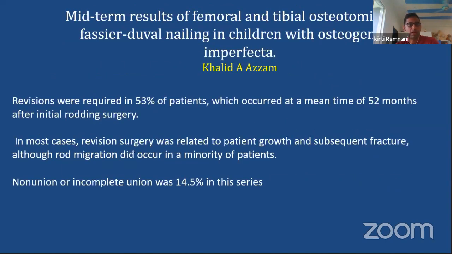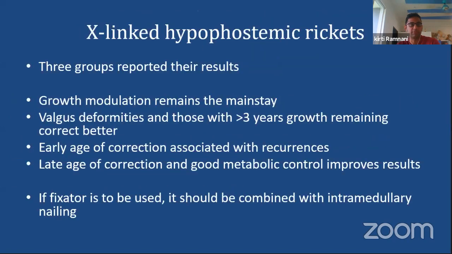This is an article by Khalid Azam. He reviewed his results of rodding in children with OI, of femoral and tibial osteotomies, and he said revisions were required in 53% of the patients, which occurred at a mean time of 4 years and 4 months after the initial rodding. In most of the cases, revision surgery was related to patient growth and subsequent fracture, although rod migration did occur in a minority of patients. Non-union or incomplete union was 14.5% in this series.